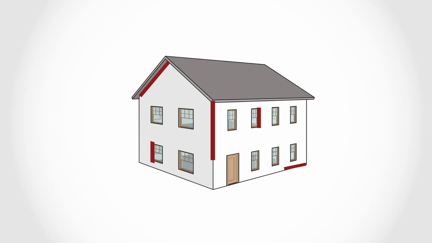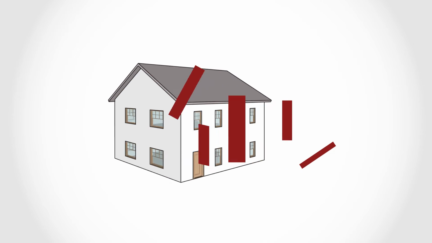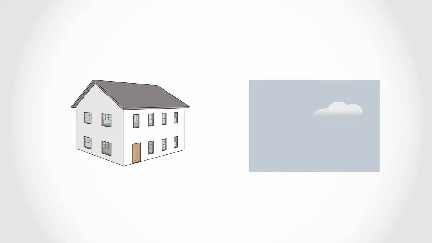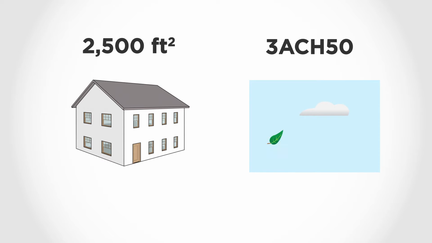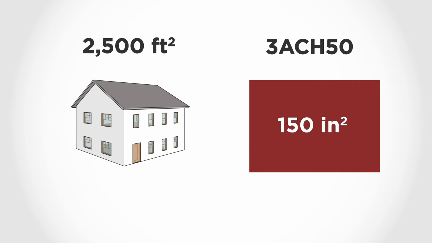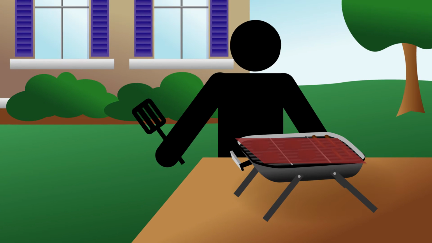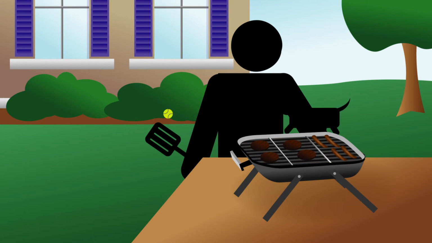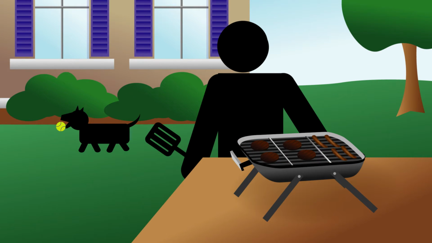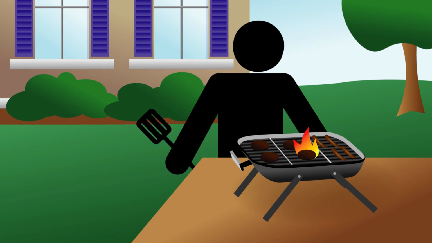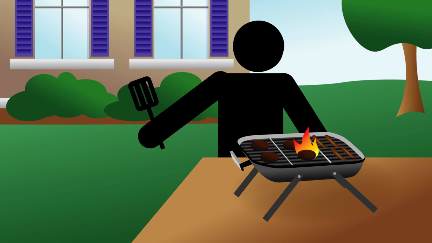Imagine all the cracks and gaps in a building are combined into one large opening. A 2,500 square foot home with 3 air changes per hour has leaks that add up to a 150 square inch hole, which is about the equivalent area of a tabletop grill. This is the maximum amount of air leakage allowed in a newly constructed or renovated residential building today.